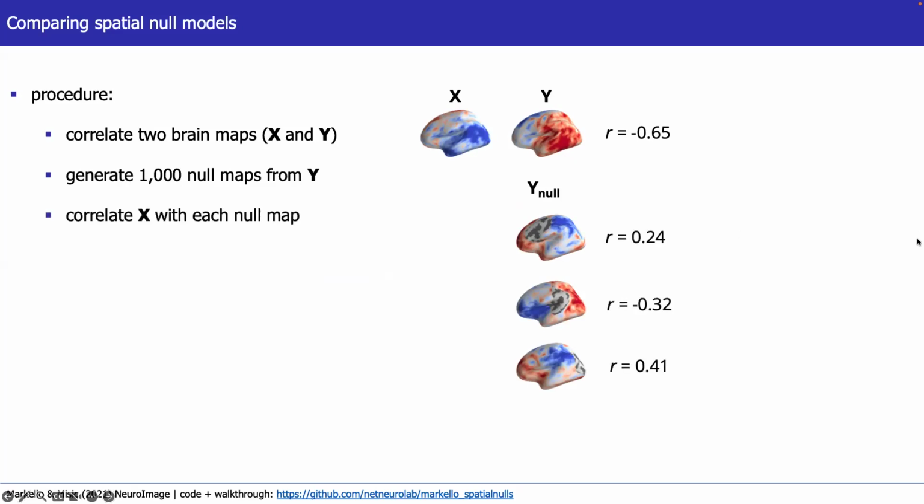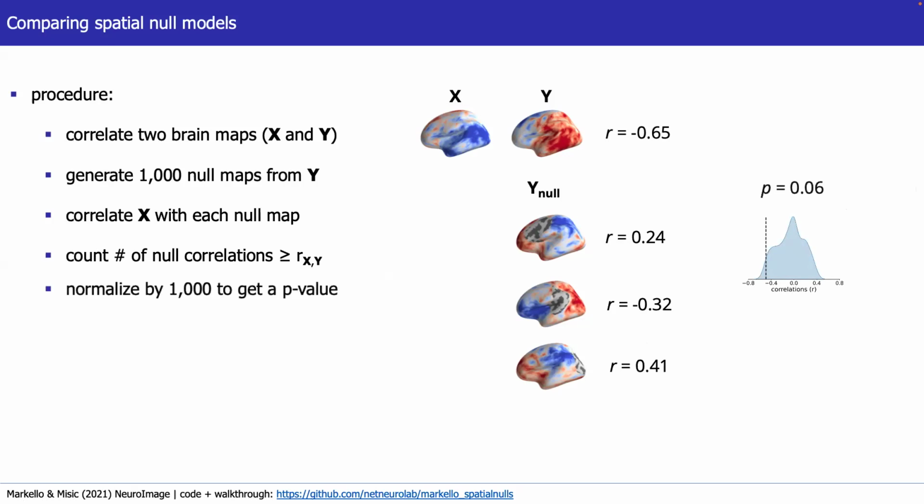And each time now you can take one of these rotated null maps and correlate it with the original map, and you get a distribution of correlation coefficients under the null hypothesis that there's no relationship between the two maps. So what you can do is count the number of these null correlations that exceed in magnitude the original correlation coefficient, and because we did this 1,000 times, you normalize by 1,000 and you get a p-value. The number of times that you get p-values less than 0.05, that's your family-wise error. That kind of makes sense.